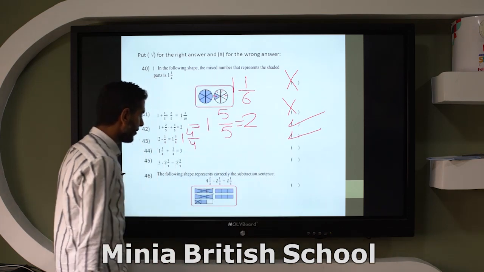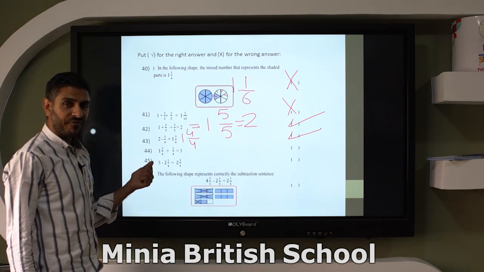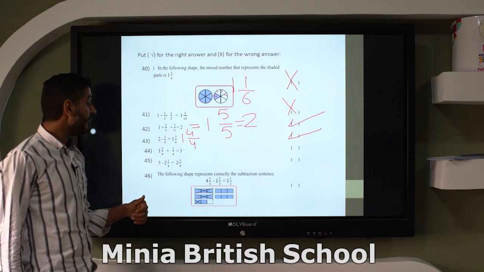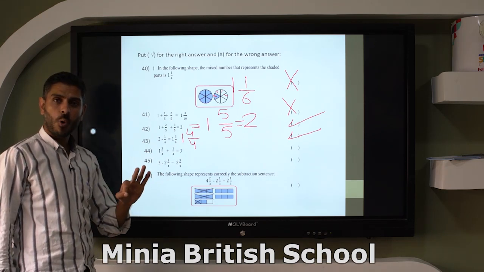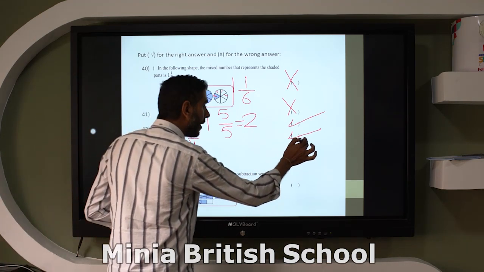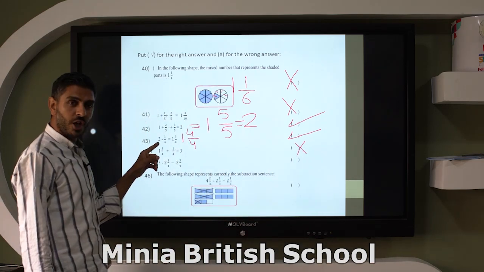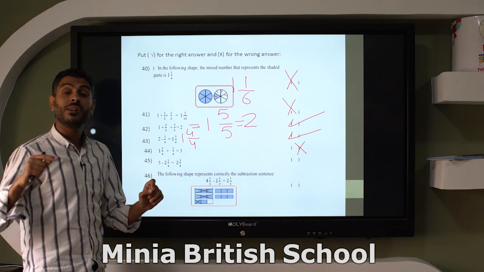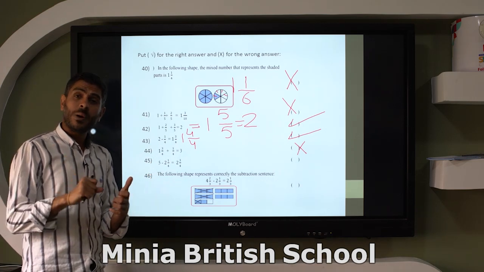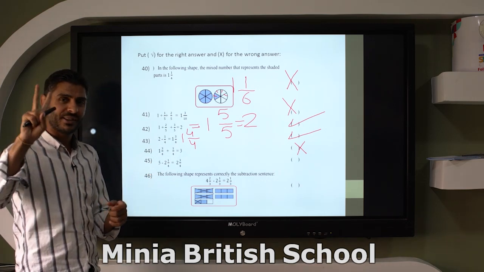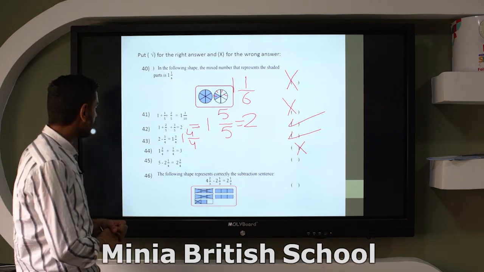It's correct. 1 and 3/4 plus 1 over 4 equals 3. Oh, wrong. It equals 2, right. Good boy. Because 3 over 4 plus 1 over 4 equals 4 over 4, and 1 and 4 over 4 equals 2, not 3.